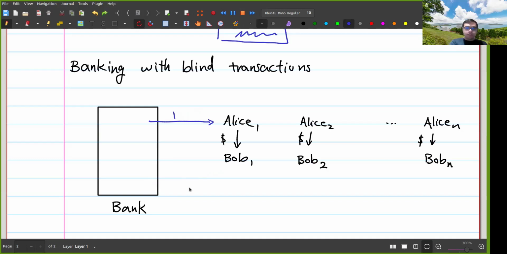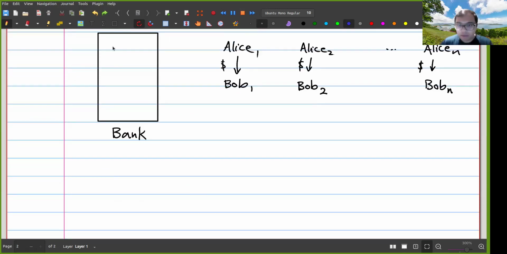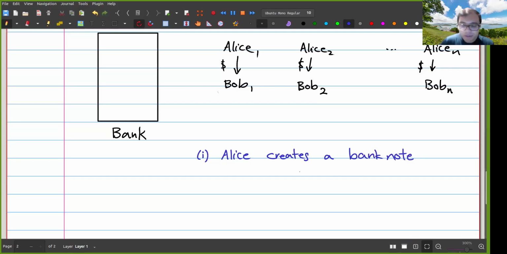Okay, how can we do this? Well, the way we can do this is by having serial numbers on our banknotes, but saying that the bank doesn't know the serial number. So this is my protocol, and I'm going to use blind signatures. In step 1, Alice creates a banknote. Now, this might be weird for you, but this is fine. We can do this. So Alice creates a banknote as a customer. And let's say this banknote is B, and it has to have a particular format.